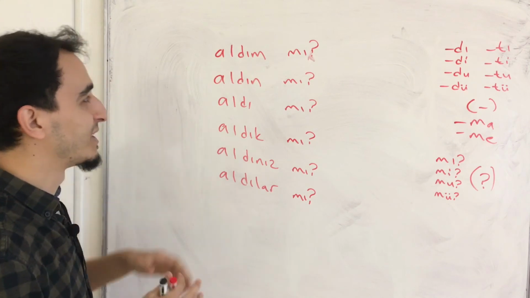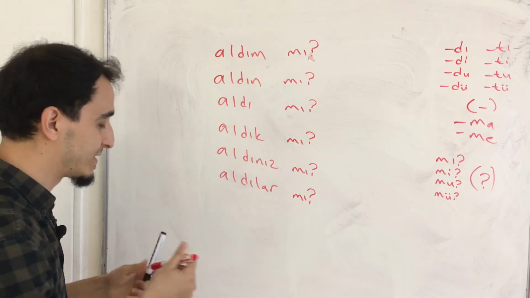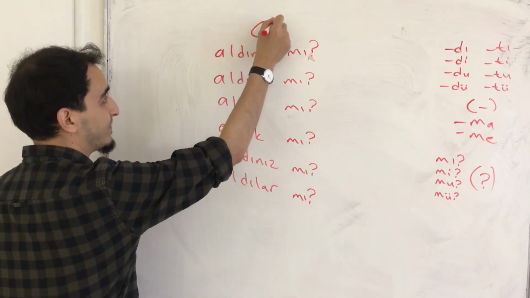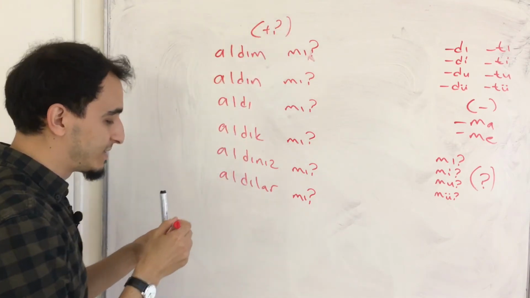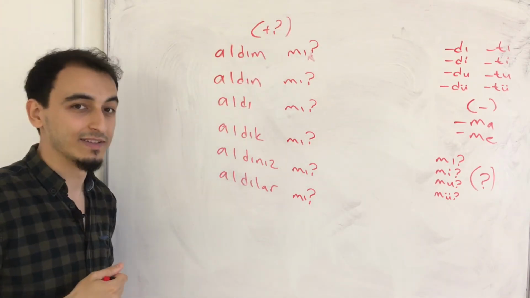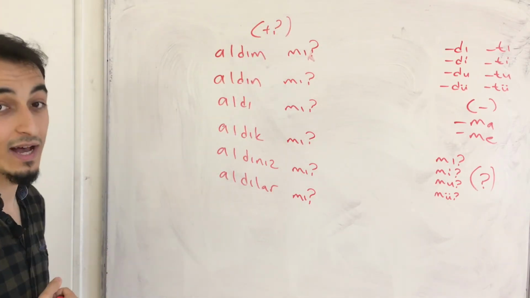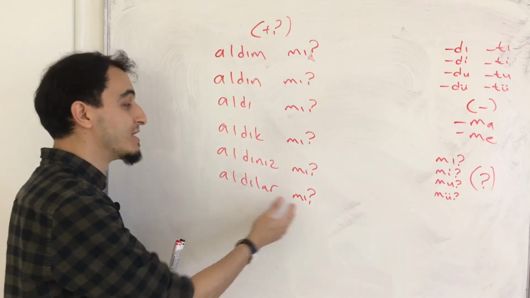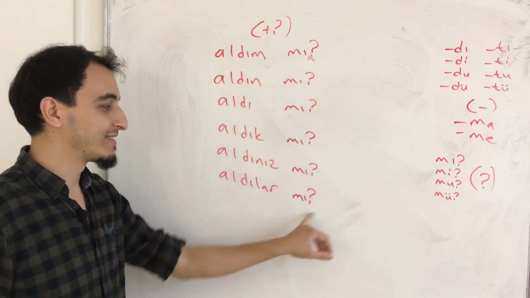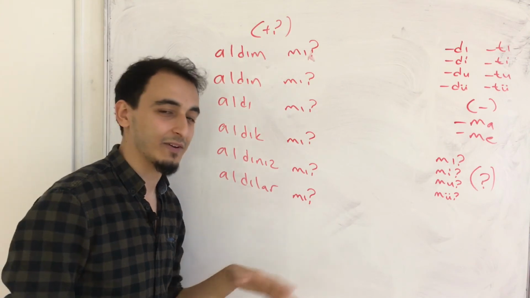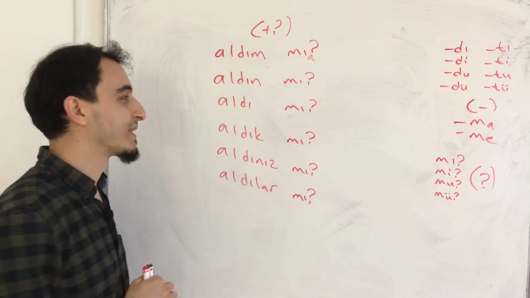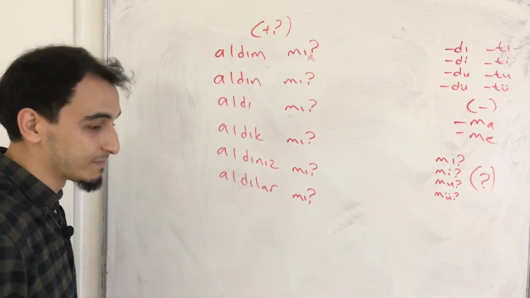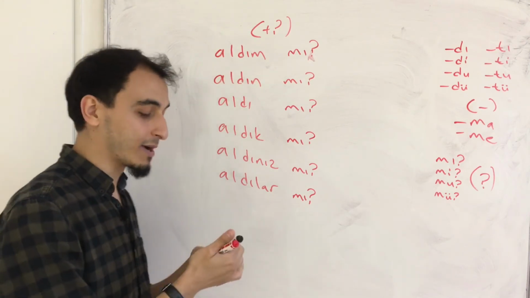So don't worry. Ben aldım mı? So it's a positive question. Sen aldın mı? O aldı mı? Biz aldık mı? Siz aldınız mı? Onlar aldılar mı? You just add this, of course, according to the vowel harmony. And let's see another example. To run, koşmak.